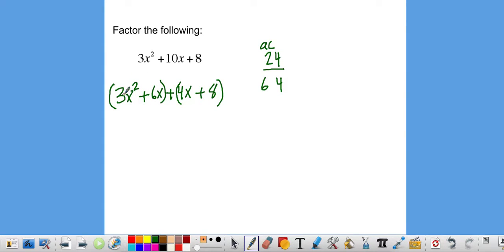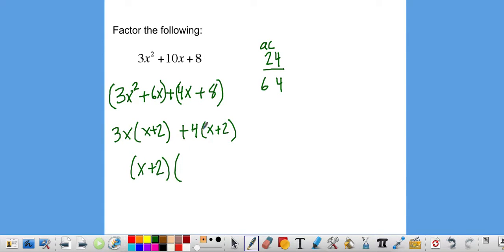Just looking at this binomial, 3x squared plus 6x, I can take out a 3, I can take out an x, and I'm left with x plus 2. 4x plus 8, I can factor out a 4, and I'm left with, you guessed it, x plus 2. And now if I'm looking at this whole term and that whole term, what they have in common is an x plus 2. So an x plus 2 factors out, and what's left over is 3x plus 4. There's our factoring. So 3x squared plus 10x plus 8 factors out to x plus 2 times 3x plus 4.